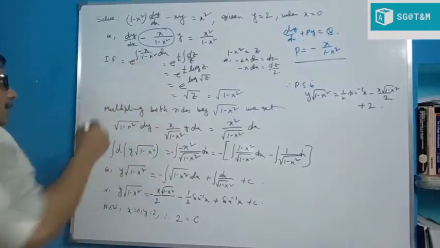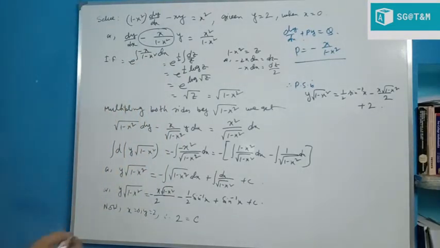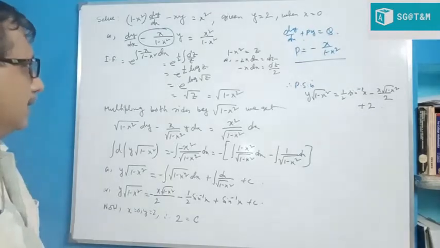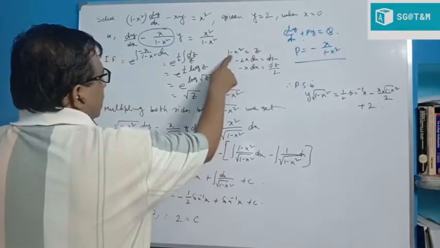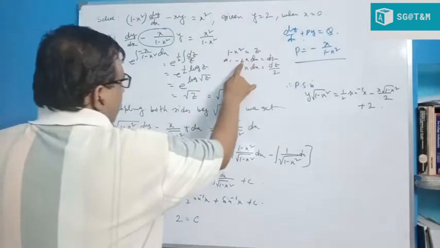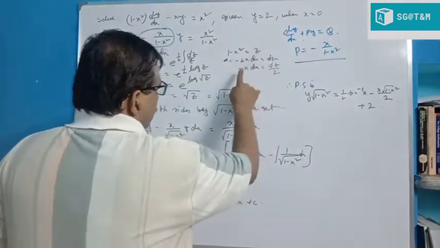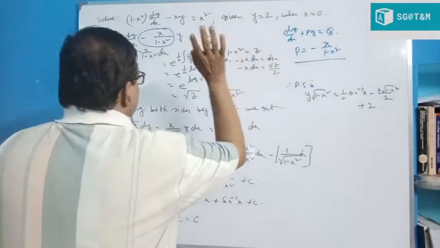So integration of e to the power p dx, instead of p it is minus x by 1 minus x square dx. First we integrate this. Put 1 minus x square is equal to z. So minus 2x dx is equal to dz. So minus x dx is equal to dz by 2.